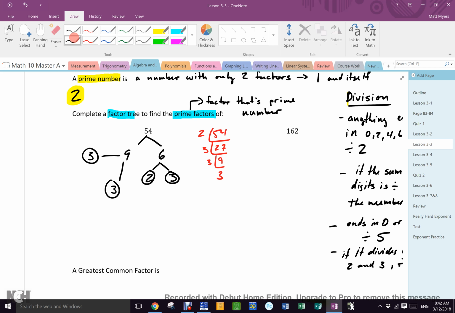Now, I need you guys to do something for me. You're going to do 2 things. 1, you're going to write this out long ways. So this is 2 times 3 times 3 times 3, correct? And you're going to write it out exponentially. What would this be if we were going to use exponents?